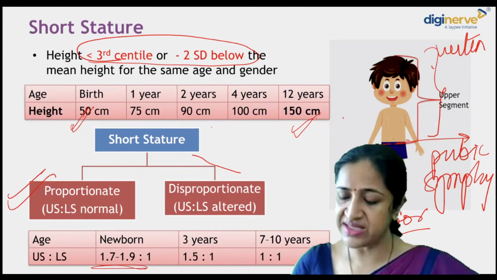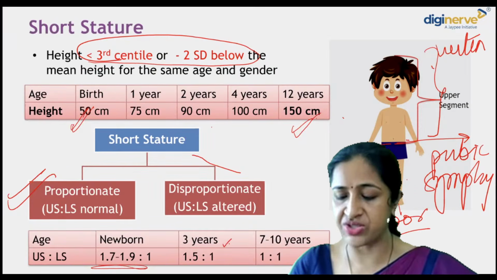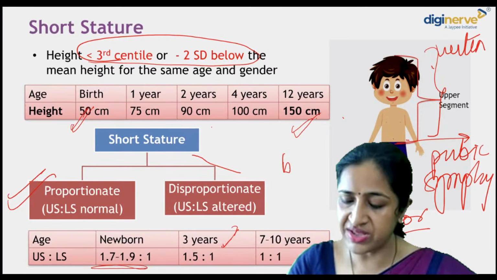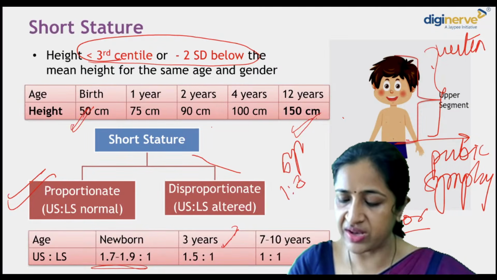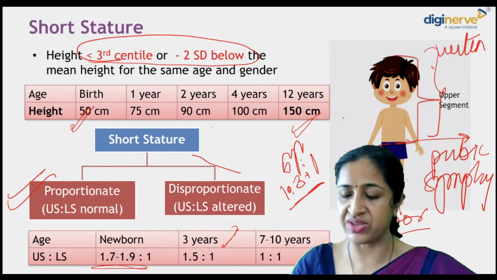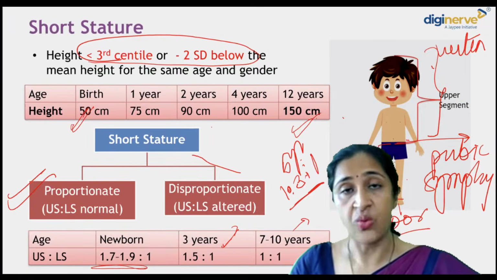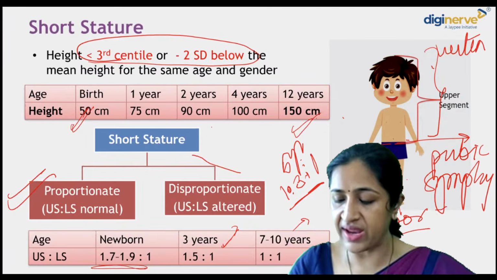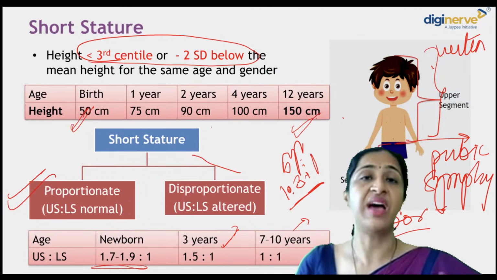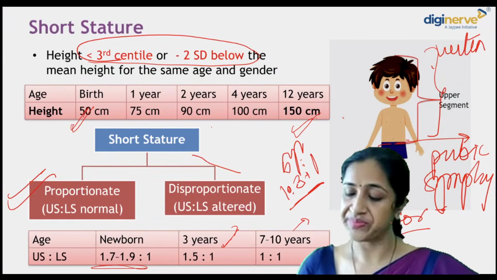As the child grows, the upper segment grows at a slower rate, the limbs grow faster. So, by 3 years, the ratio comes to 1.5:1. By 5 years, this ratio is 1.3:1. And by 7 to 10 years, 1:1 to 0.9:1. This is the upper segment, lower segment ratio.